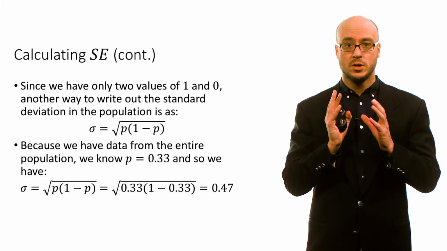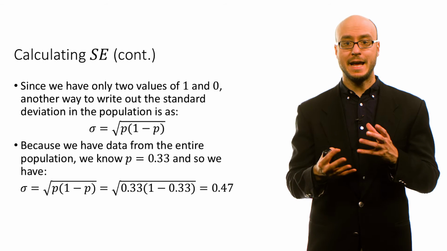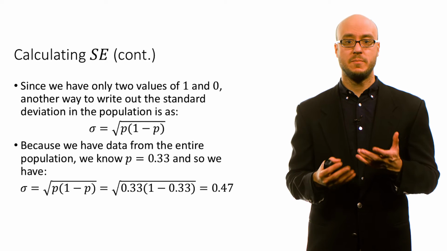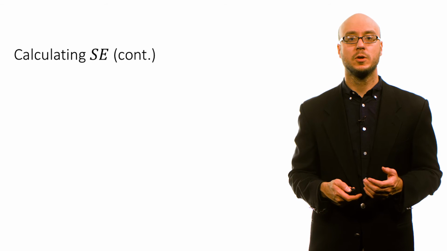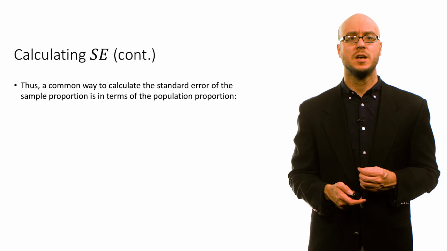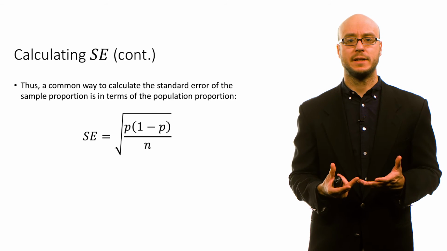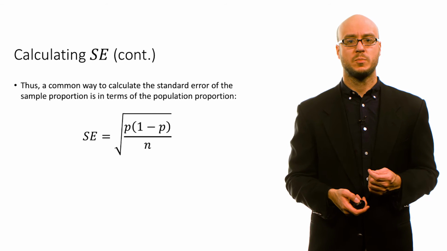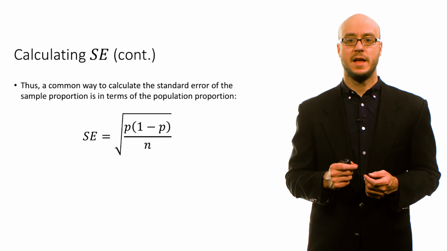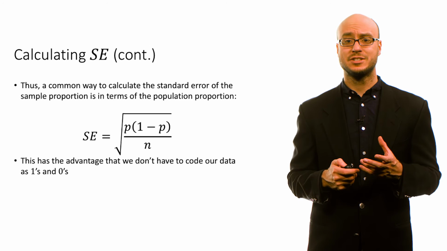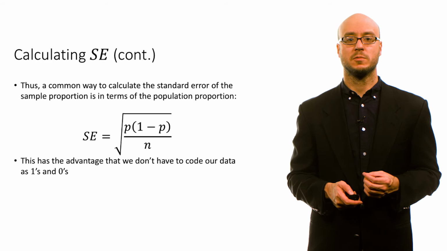So when we calculate the standard error for a proportion, we can just use that method of taking p times 1 minus p and taking the square root. And that's the formula that you will see more commonly used. This is how we typically calculate the standard error for a proportion. You just take p times 1 minus p divided by n, and then you take the square root of that. That's just the same as before, which is just sigma divided by the square root of n.